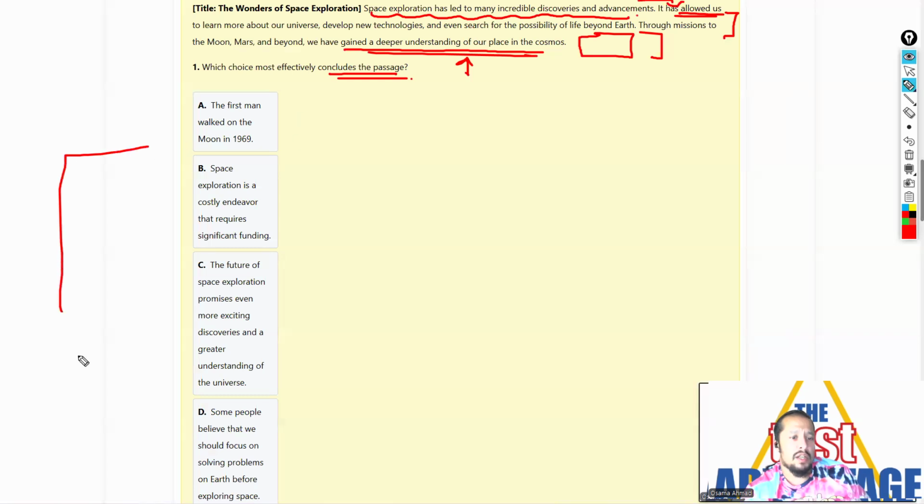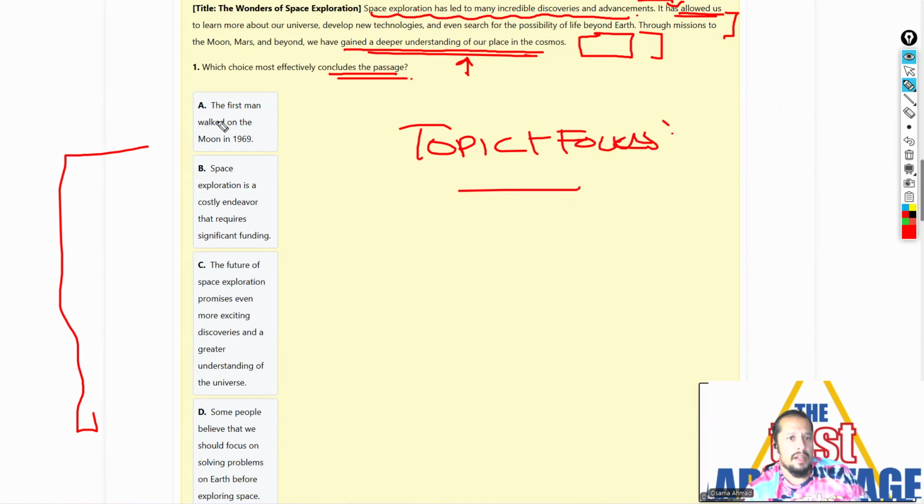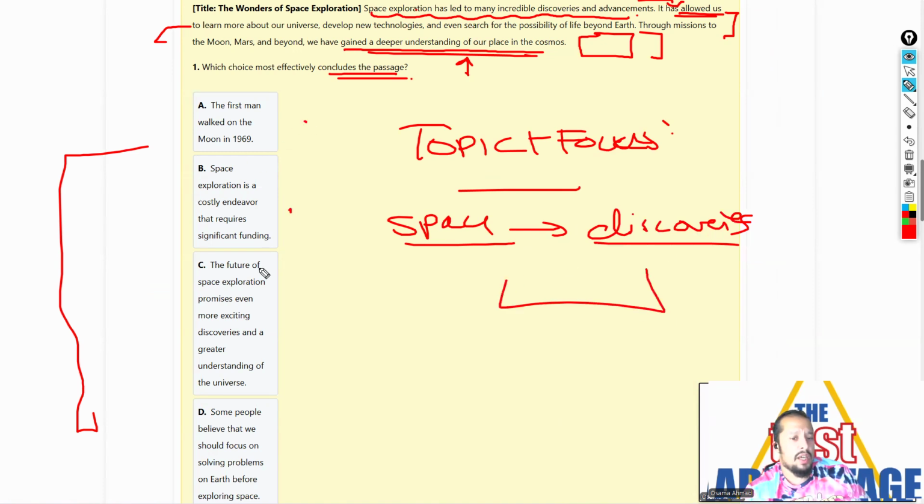So we need a concluding sentence. So قبل ما أشوف الإجابات أنا بفكر في التوبيك plus focus بتاع الباراجراف. بيجي في التوبيك sentence, بيجي في details. And what is the topic? It's all about space. What is the focus? Discoveries. صح? So now I'm looking at my answer choices. Now when I'm looking at my answer choices, it needs to discuss space discoveries. Without doing so, then I know I have a problem.